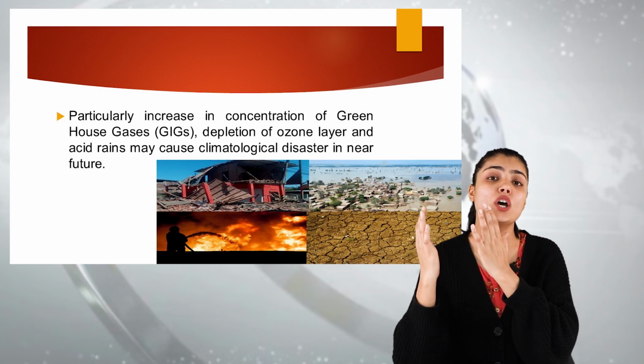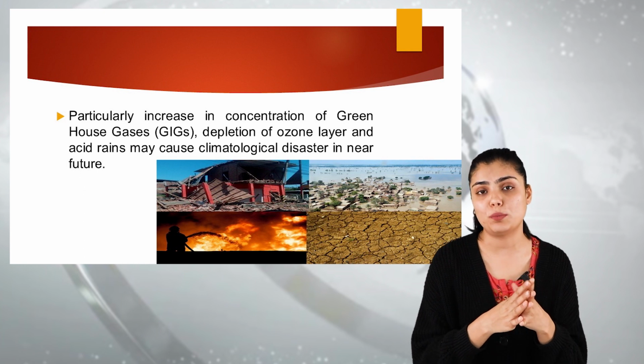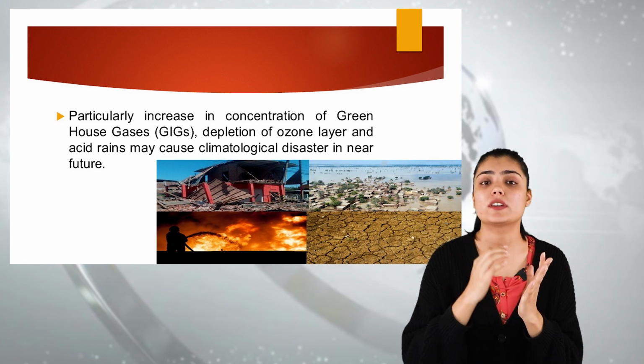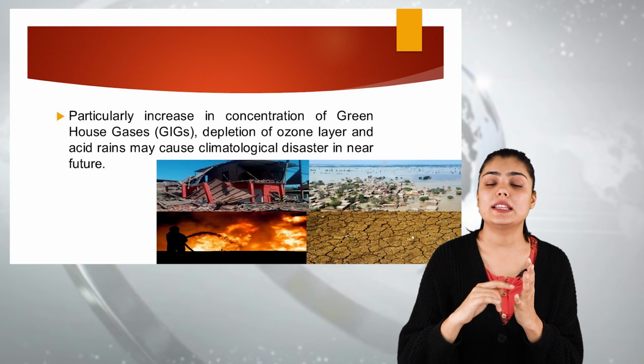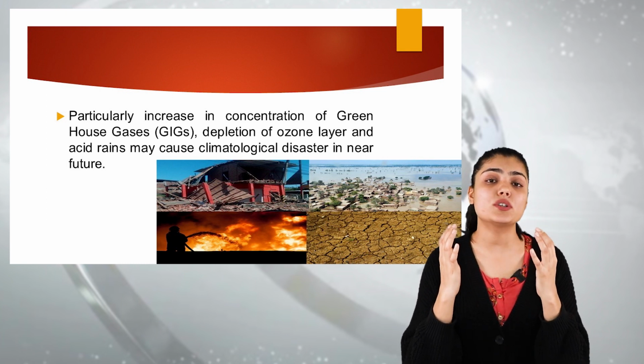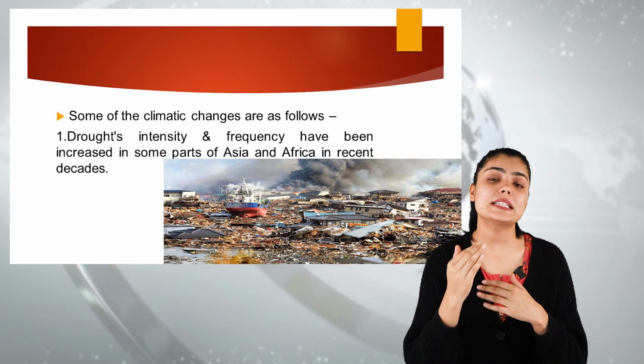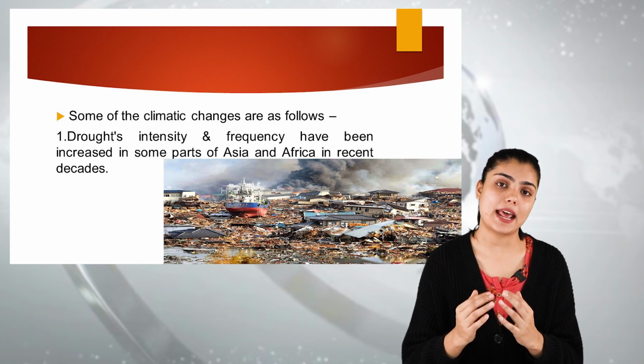It is obvious that those toxic chemicals and gases will cause certain health hazards in human beings. And all these changes in the atmosphere, especially the increase in the greenhouse gases and the depletion of the ozone, are seen as some of the major reasons which can cause climatological disaster. Now, let us see what are the climatical changes that have occurred.